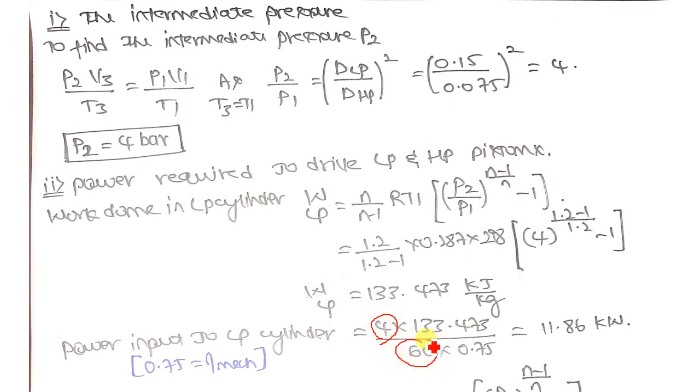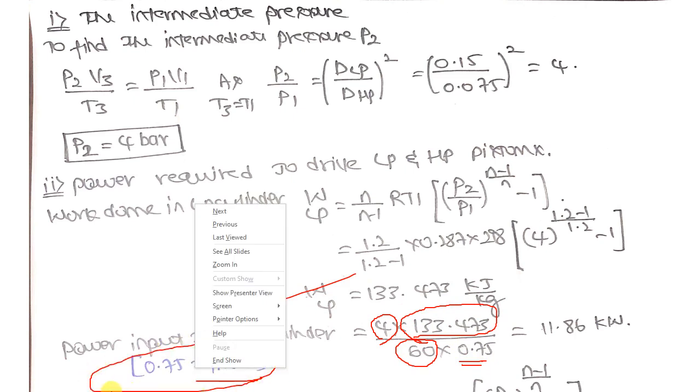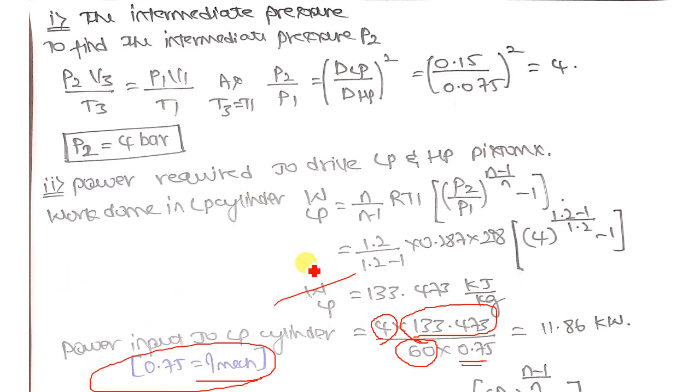Now, what is 0.75? 0.75 is your mechanical efficiency. He has given the efficiency of your LP cylinder, so you have to substitute the mechanical efficiency as 0.75 in the denominator. You have to divide by it. That's why the power output of the LP cylinder is 11.86 kilowatt.